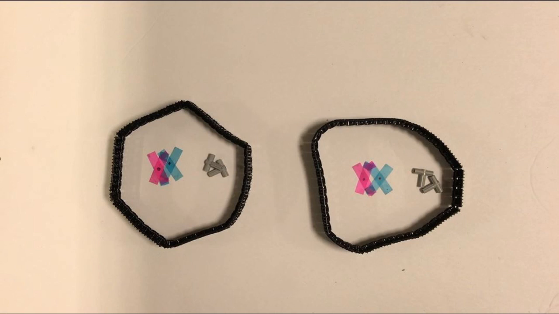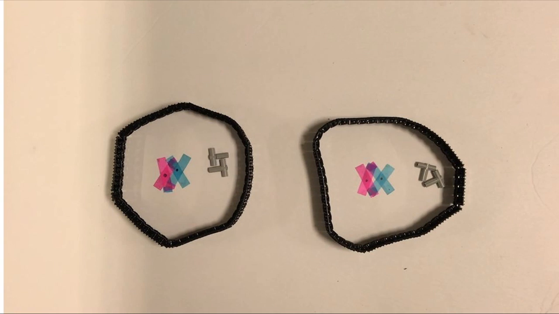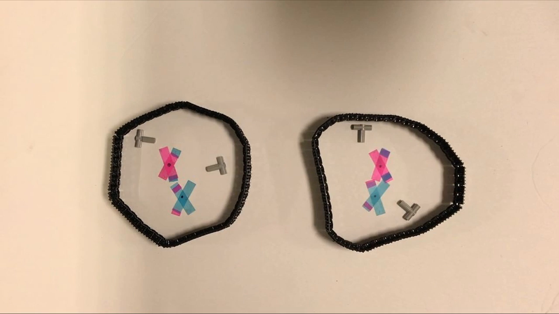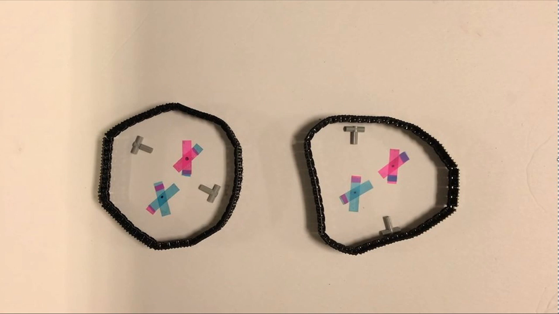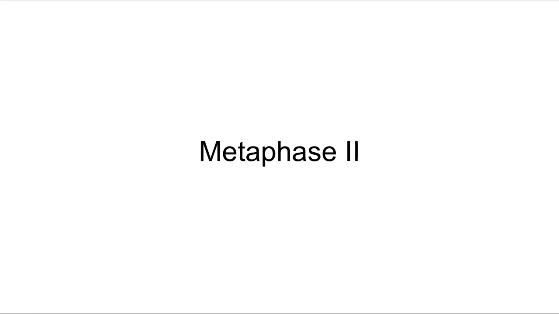Now it's time for meiosis 2. It begins with prophase 2. We have 2 haploid cells, and then the centrioles once again move to opposing poles of each cell. Spindle fibers come out, and metaphase 2 begins.